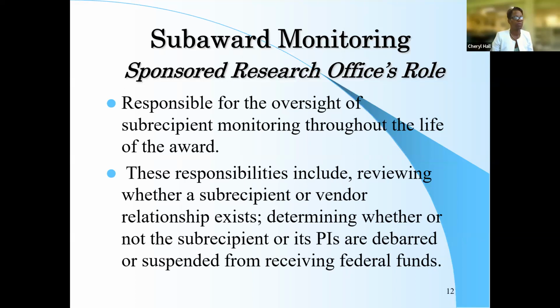These responsibilities include reviewing whether or not a subrecipient or vendor relationship exists, determining whether or not the subrecipient or its PI are debarred or suspended from receiving funds. Now, that particular bullet, we do that early on. That's before the award. We do that during the proposal process to make sure that that particular principal investigator at that subawardee's institution is not debarred or suspended, or the institution itself is not debarred or suspended from receiving federal funds. And we also make sure that it should be a subaward going to that subrecipient and not a vendor relationship where a person is merely serving as a consultant from that particular institution to do an evaluation portion of the project.